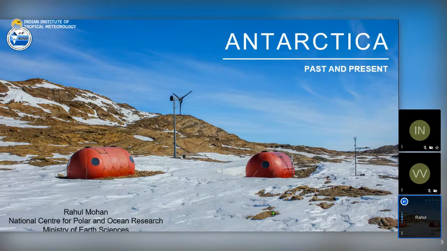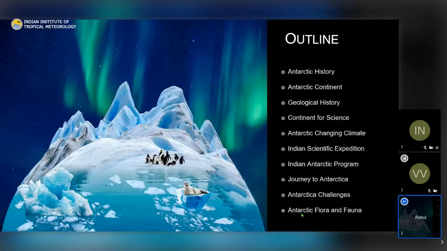So I'm Rahul Mohan from the National Center for Polar and Ocean Research, a key component of the Ministry of Earth Sciences, and we are situated in Goa. I'm a geologist by degree, and by training, I'm a paleoclimatologist. I look into microfossils. So let me take you to the icy continent. Sit back and relax while I show you what Antarctica is, how we go there, and what we do. Today's talk outline covers the Antarctic geological history, changing climate and its repercussions in Antarctica, some bit of Antarctic scientific expeditions, which involves the Indian Antarctic program, the Antarctic challenges, and of course, the Antarctic flora and fauna.